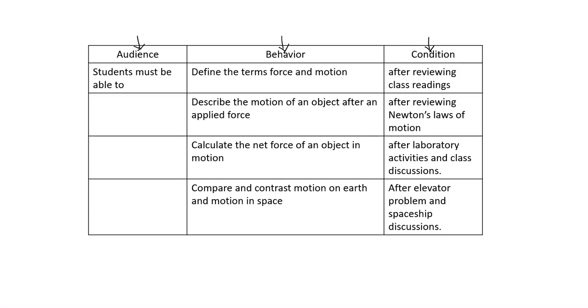So if we take the topic, forces and motion, and you want to write down objectives based on this topic. You are saying, by the end of this lesson, students must be able to. So this is your audience, the students. The students must be able to. Now you write down the objectives. Define the terms of force and motion. So this one is the behavior, what you want your students to do. After reviewing class readings, now this is the condition under which this objective is achieved.